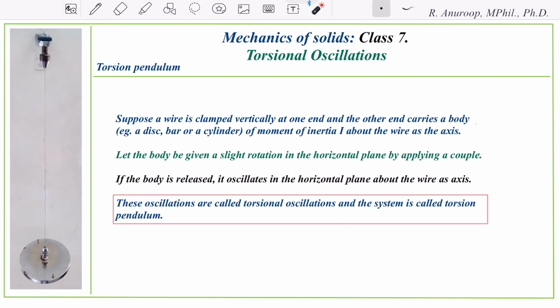Then if the disc is released, what happens? The disc oscillates in the horizontal plane about the wire as the axis. These oscillations are called torsional oscillations, and the system is called a torsion pendulum.